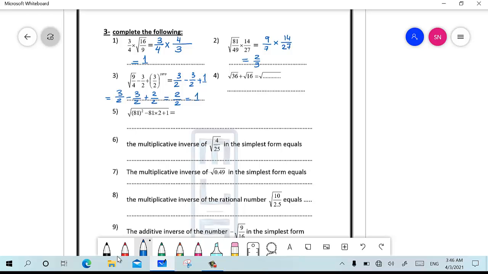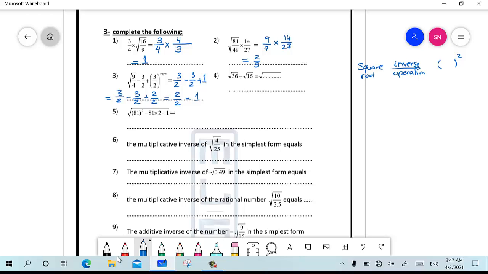We said before that the square root is the inverse operation of what? Of anything raised to the power of 2. So let's go first and solve here.